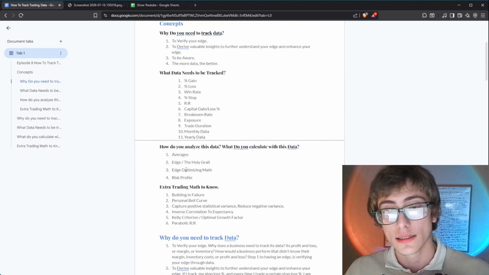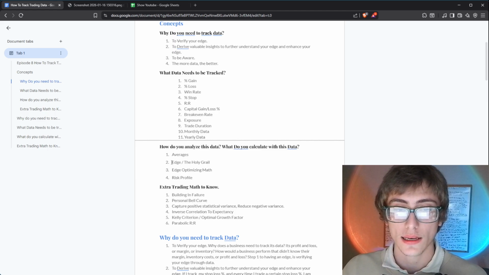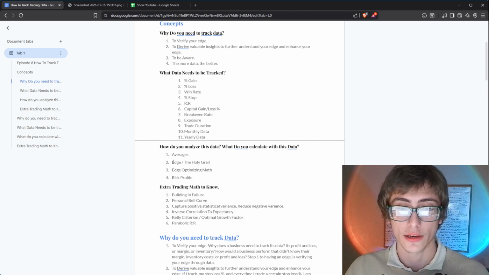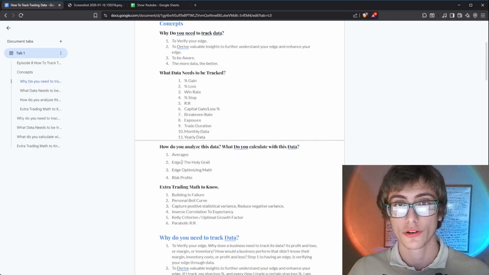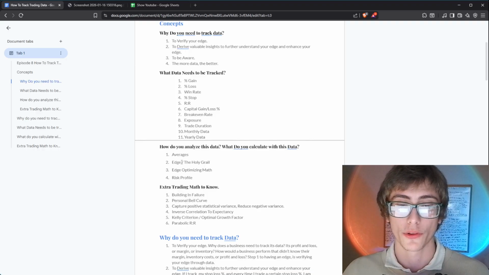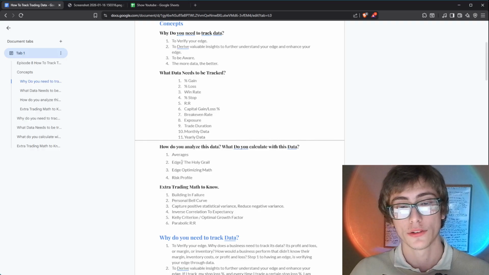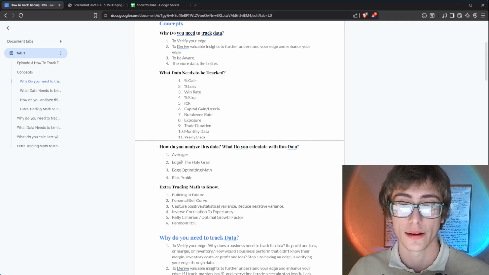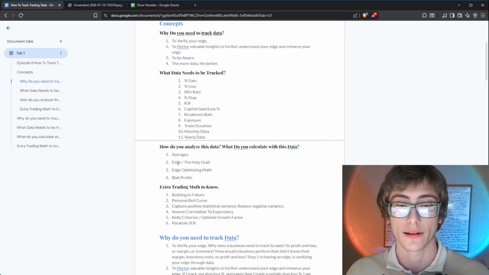How do you analyze this data? What do you calculate with this data? I'll go over averages that you should be tracking, how to calculate your edge, aka the holy grail of trading, right? Your edge, your advantage over the market. Point number 3, edge optimizing math. So there's some math that you can use to optimize your edge after you understand it more. Point number 4, risk profile. The risk profile that comes with your data.